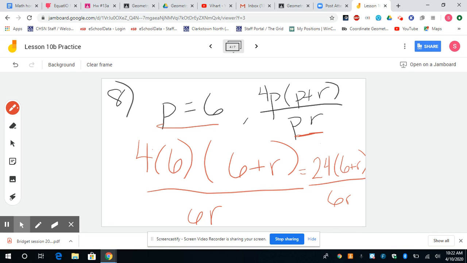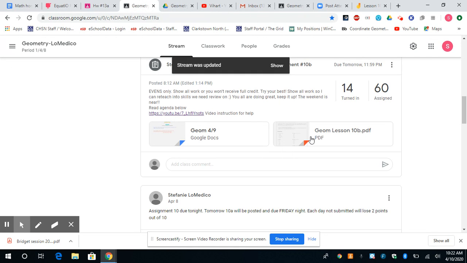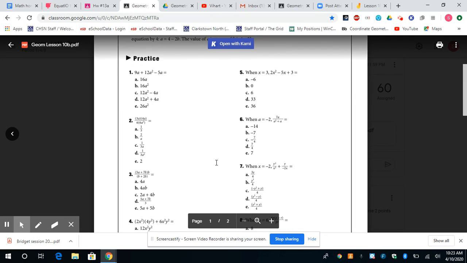Okay, there's a few ways to simplify this. You can simplify the number in front first. So 24 divided by 6 is 4 if you want to do that. 4 would go in the numerator. So then we have 4 times 6 plus r over r. Let's see how they did it, the answer choices for this. This is number 8.